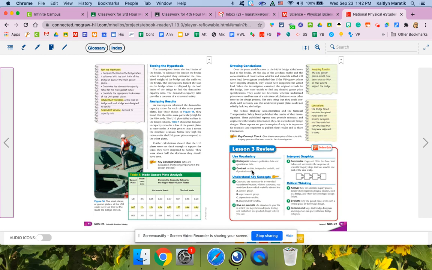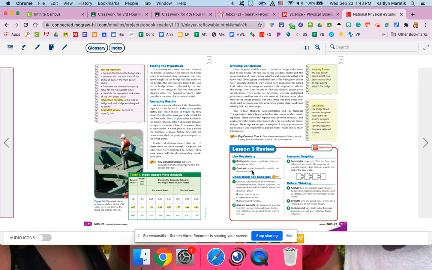So, using vocabulary, distinguish between qualitative data and quantitative data. Contrast variable versus independent variable and dependent variable. Understand key concepts. So, constants are necessary in a controlled experiment because without constants, you would not know which variable affected the blank. Give an example of a situation in your life in which you depend on adequate testing and evaluation in a product designed to keep you safe.